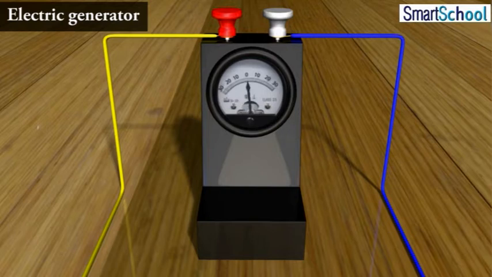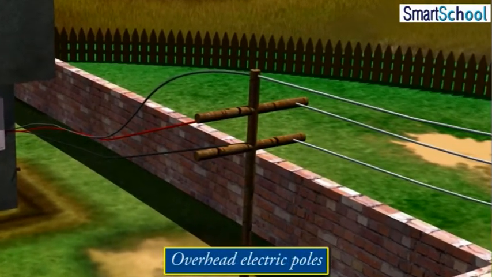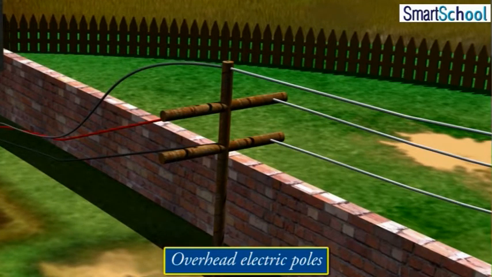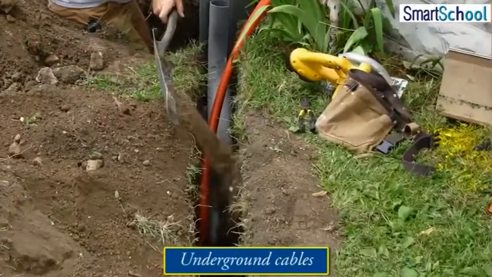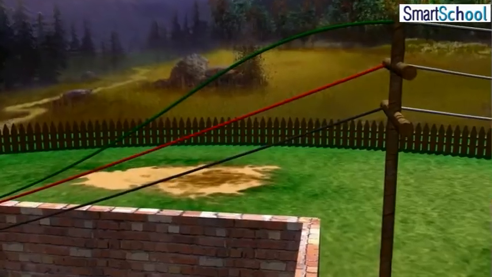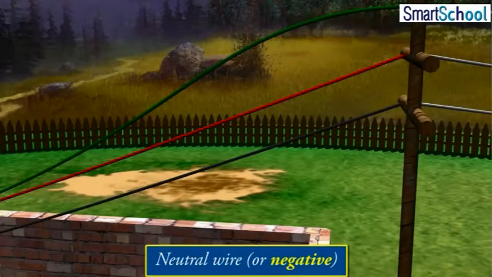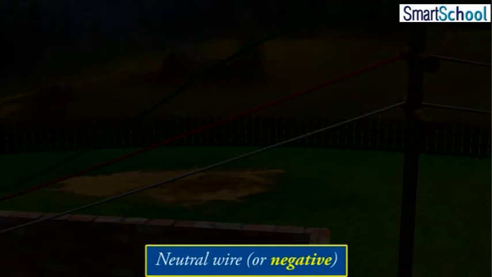Thus, a unidirectional current is produced, either supported through overhead electric poles or by underground cables. One of the wires in this supply, usually with red insulation cover, is called live wire or positive. Another wire with black insulation is called neutral wire or negative.